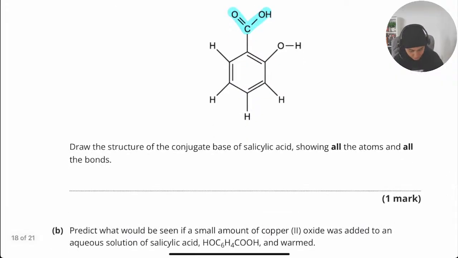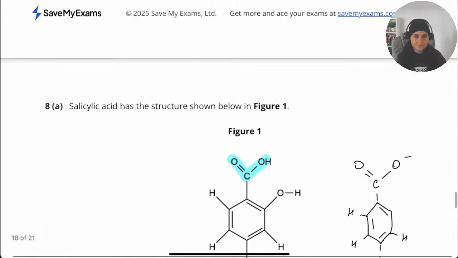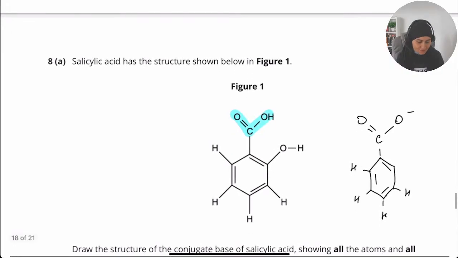And we have to show all the bonds. I'll just rewrite everything, and I'll even keep the double bonds. Although that's not the best way to draw the benzene ring. We usually write it with the circle to show delocalization, but I'll just keep what's in the question. Well, that's your conjugate base. The proton is lost, and when H plus is lost, you get the O with the minus. Fine. Next question.